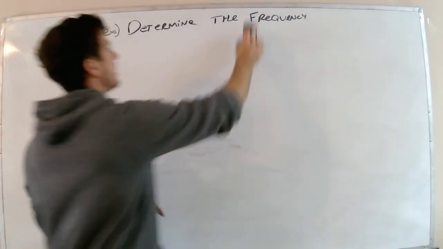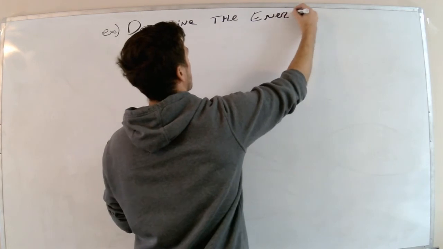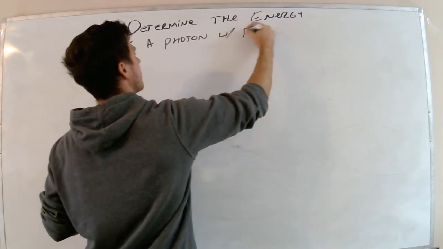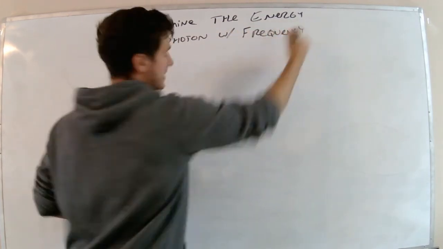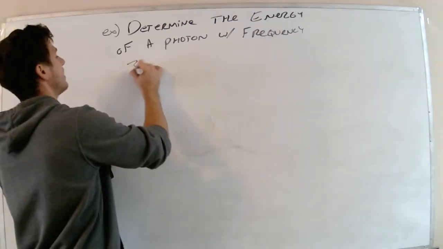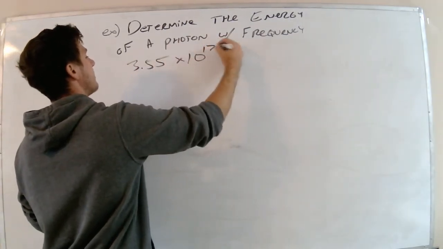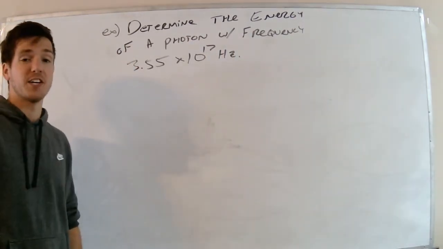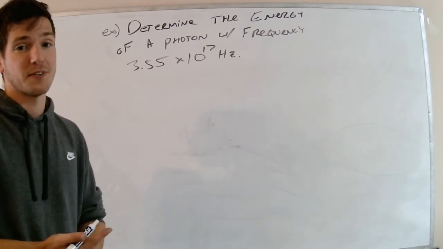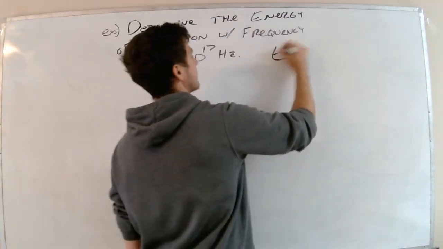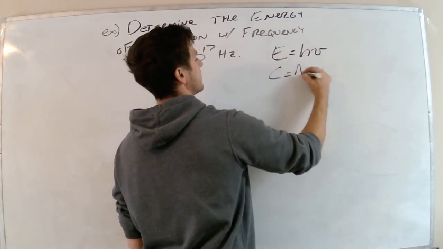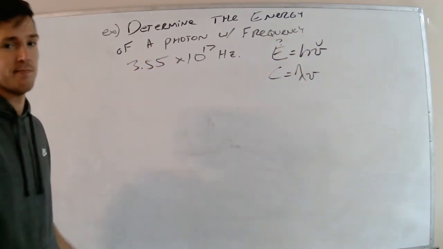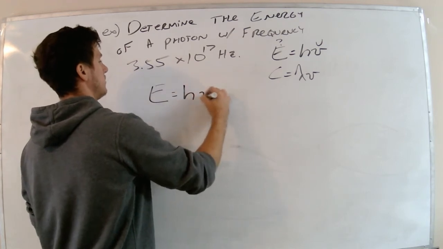I don't want to determine the frequency anymore. I want to determine the energy of a photon with frequency 3.55 times 10 to the 17th hertz. So here I want energy, and I give you frequency. We're going to be using this guy. We got frequency, we want energy, we know Planck's constant. Plug and chug time, guys.